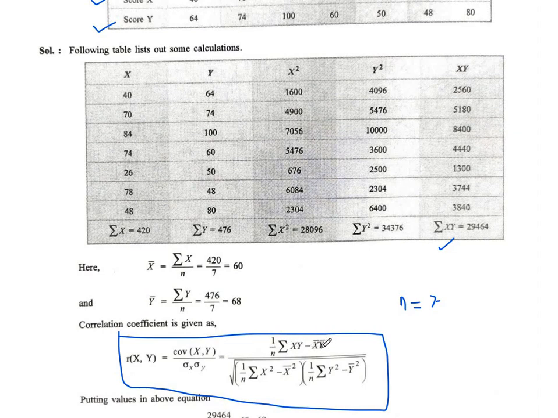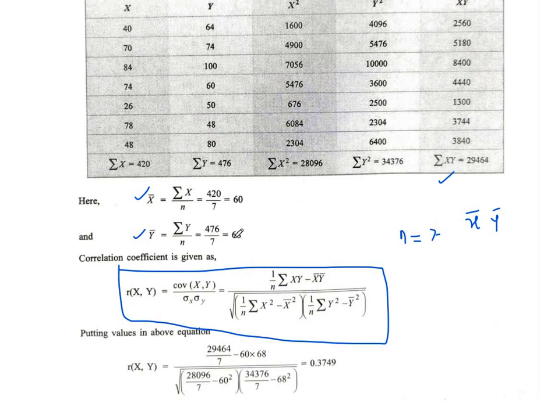Okay, so then we have to find this x bar and y bar. We calculate that from the summation of x divided by the total number of values of x. So here this is x bar. Y bar is calculated from the summation of y divided by the total number of y values, that is also 7. So we get the x bar and y bar values here. This is 60 and 68. The summation xy value is 29464 divided by 7. So 1 upon n is related only to summation xy.